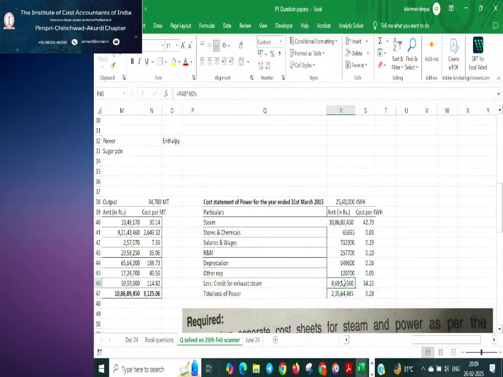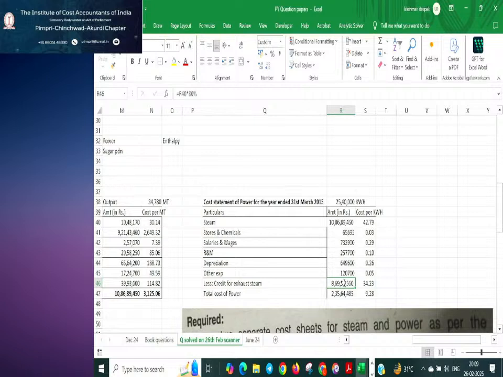Then what will be the remaining bagasse? What will I do to that remaining bagasse? I'll supply it either to the distillery or I'll supply it outside, sell it in the open market. So that is going to give me some revenue. But bagasse is my byproduct or main product? It is my byproduct. So I should take a credit of this sale revenue in my sugar cost statement. Are you able to understand? So this is how it happens.